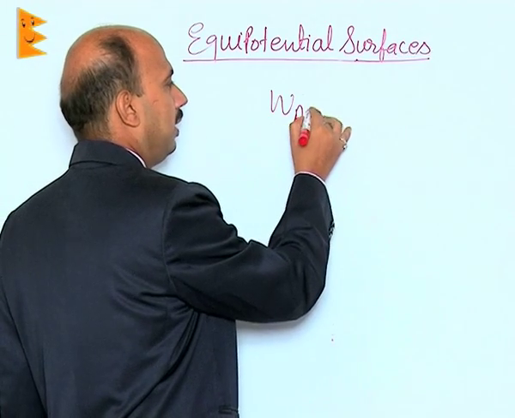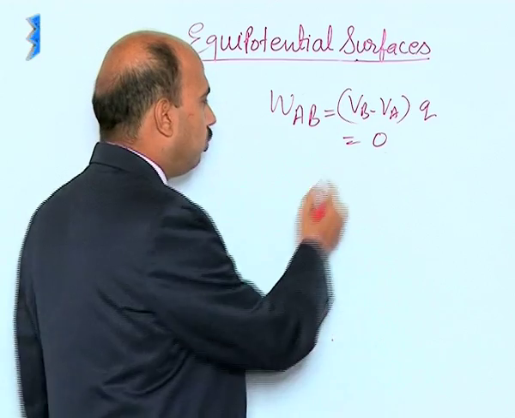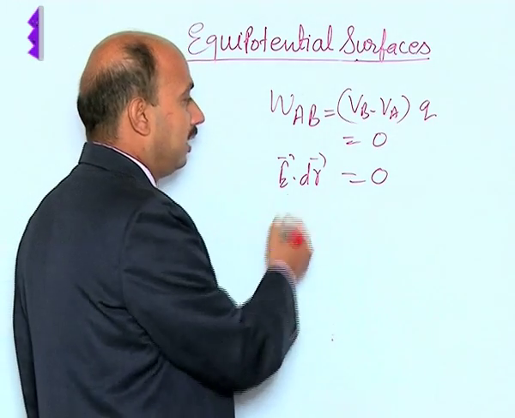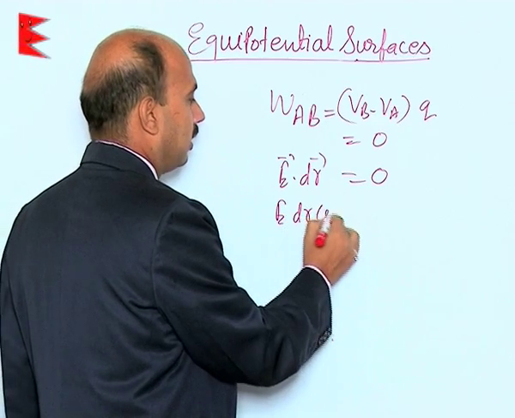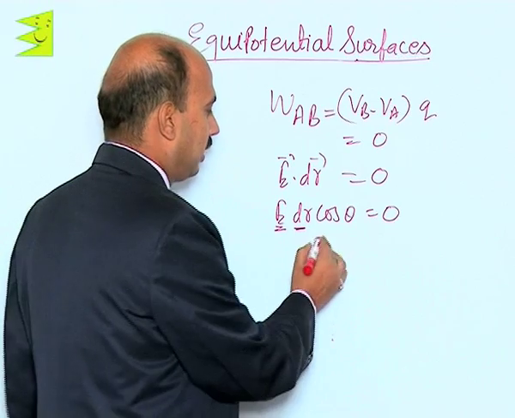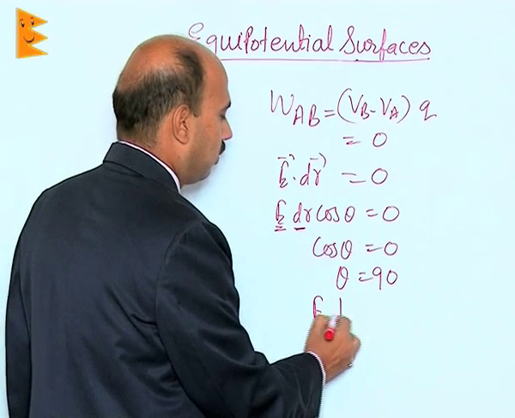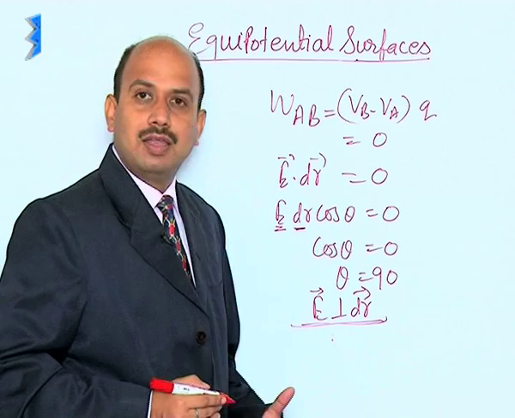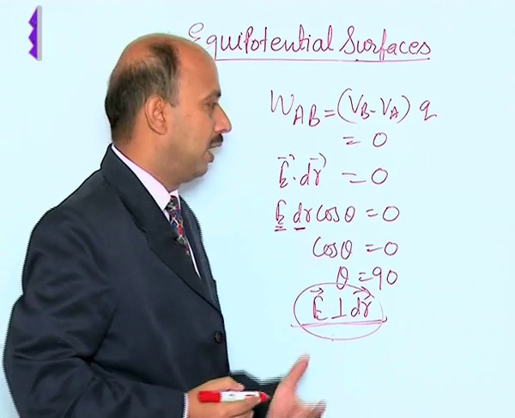So W A to B is equal to Vb minus Va into q, which is equal to 0. And also we can write vector E dot vector dr is equal to 0, where dr is the distance moved in the equipotential surface and E is the electric field. So we can write E dr cos theta is equal to 0. Here E is not 0, dr is also not 0, it means cos theta is 0. So cos theta is 0, that means theta is equal to 90 degrees. That we can say E is perpendicular to dr. It means the electric field is perpendicular to the equipotential surface at any point. So we can also show this thing by using this concept.